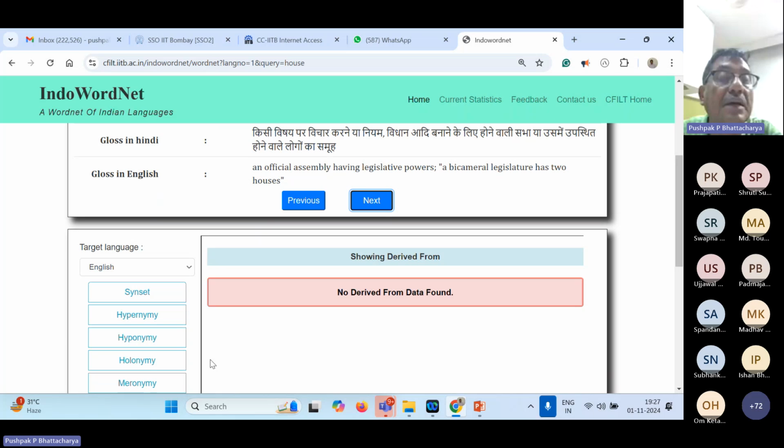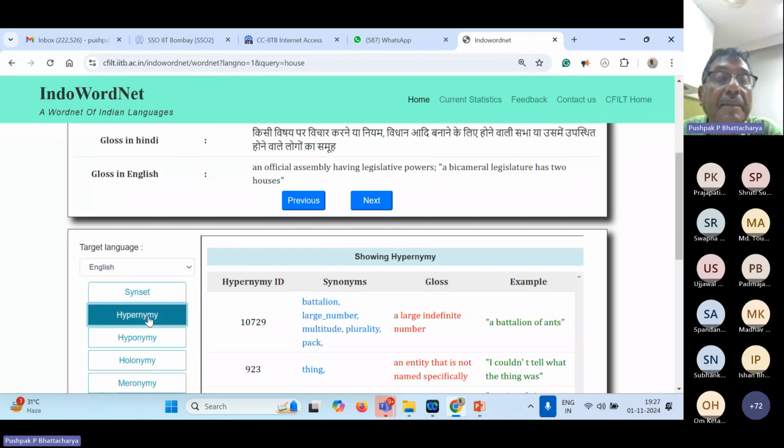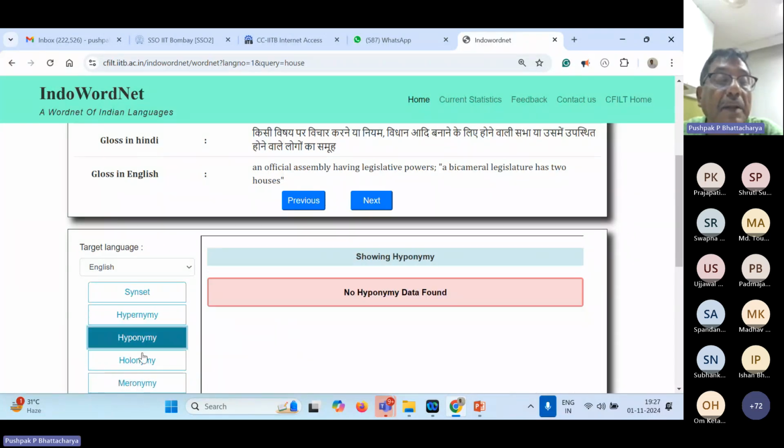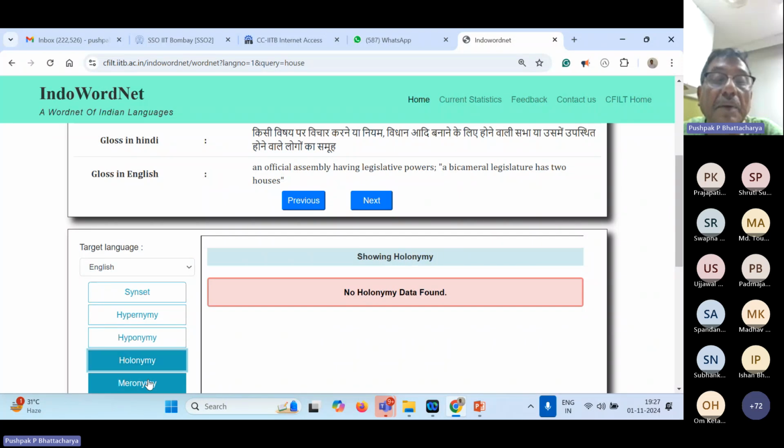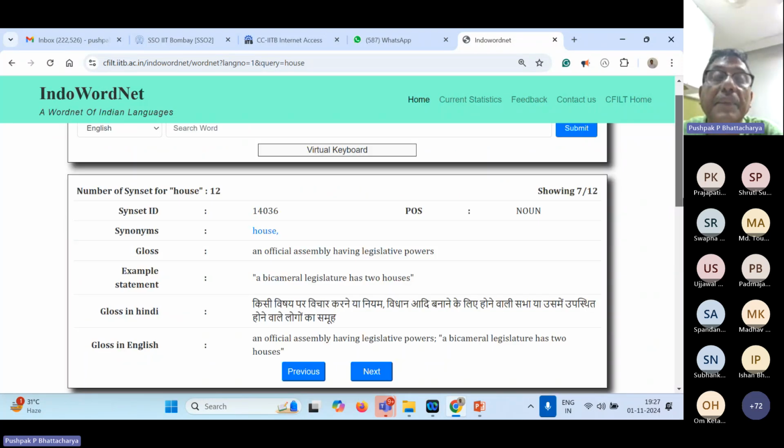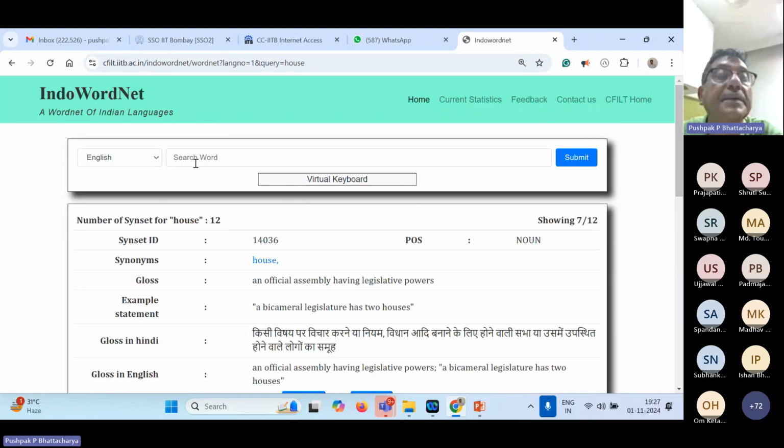So let's see hypernymy. Hypernymy means house is a kind of what? So it's a large indefinite number, battalion, large number, multitude, plurality, pack. House is a kind of multitude. Hyponymy, no hyponymy, holonymy, meronymy. Okay, so let's see if we can get the meronymy relation. Let's search for room.